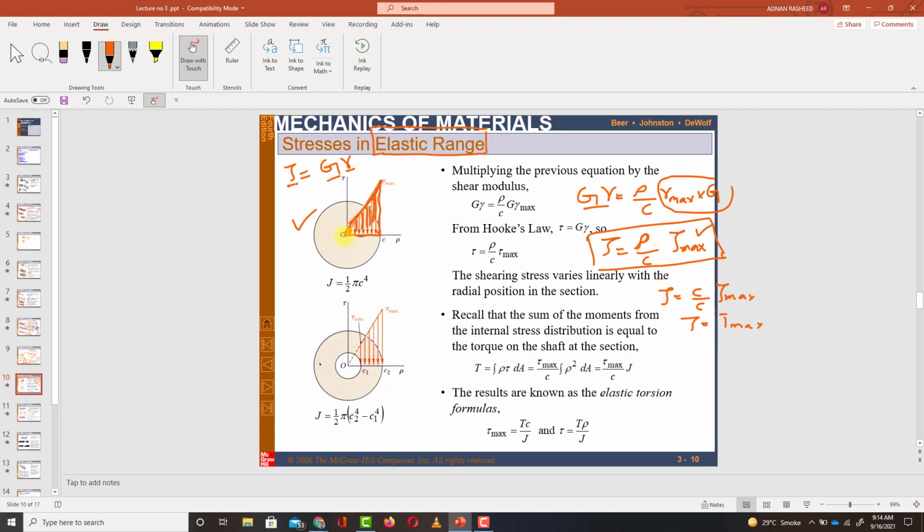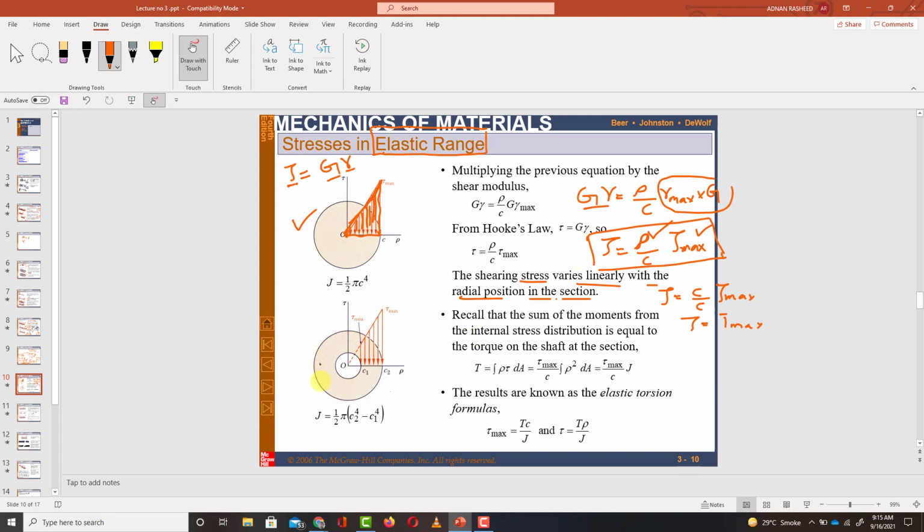So in shaft, at the center shear stress will be 0 and shear stress will be maximum at the outermost or at a radius. So the shear stress linearly varies with the radial position in the section. So it means that shear stress is totally dependent on this rho, linearly varying with the radial position. If radius is equal to 0, shear stress will be equal to 0. If radius is increasing, shear stress will be increasing.